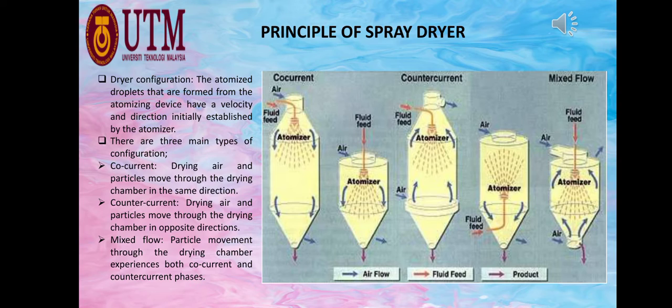So there are three main types of configurations which I'm going to discuss. The three main types of configurations are the co-current, the counter current, and the mixed flow configurations. For the co-current configuration, the drying air and particles move through the drying chamber in the same direction. The product temperatures on discharge from the dryer are lower than the exhaust air temperature, and hence this is the ideal mode for drying heat sensitive products.